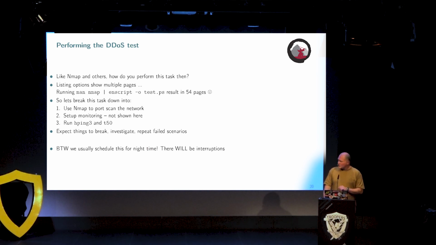So the 1, 2, 3 on this slide is that we want to use Nmap to port scan the network, set up monitoring, not shown, and then run tools that are called hping3 and T50. These two packet generators are some that I have used for, I guess, more than 10 years. I'm really happy about these. I'm really happy that they are open source. They are very well suited for this testing, because hping3 can actually allow us to turn up and down the speed of the testing, which will become important very quickly.